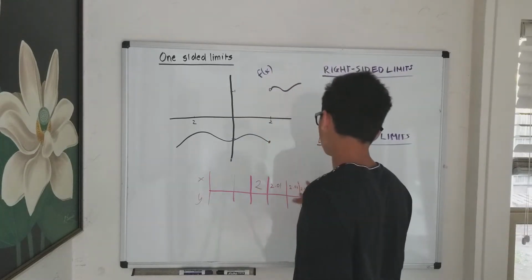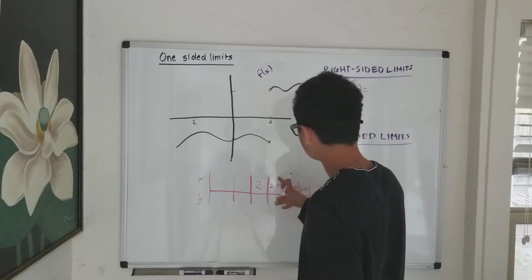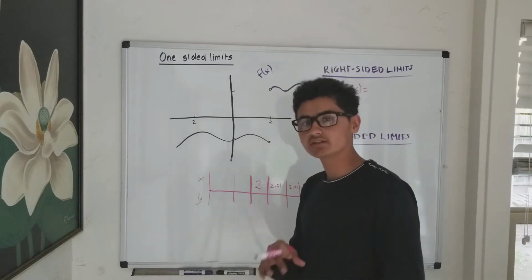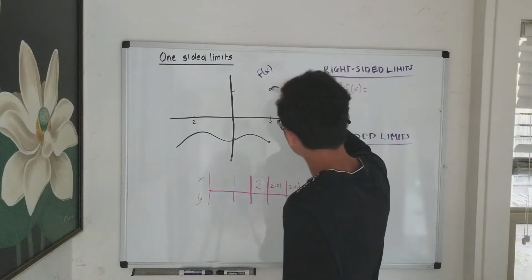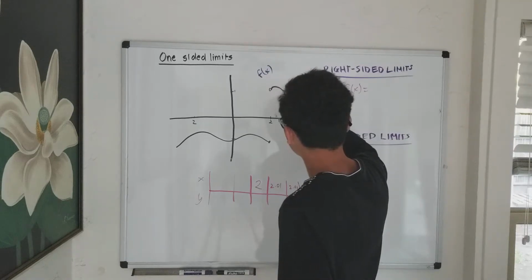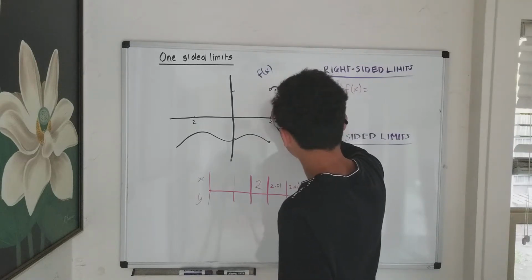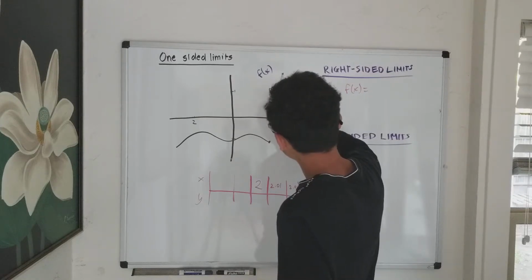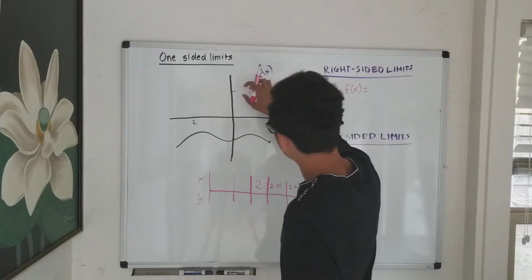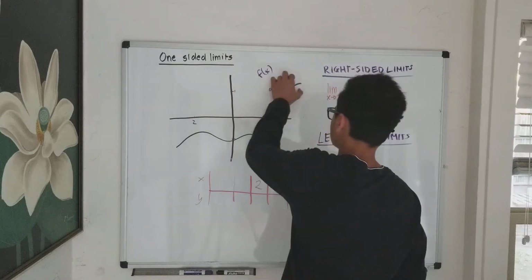Now, I'm not going to go into how to find these exact values, but if we take a very close look, we can see that all these numbers, 2.01, 2.02, 2.03, seem to be approaching the value of 1 as our function is going.